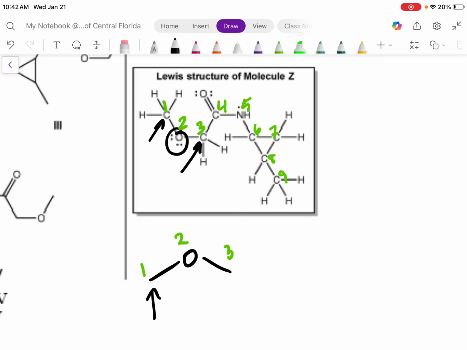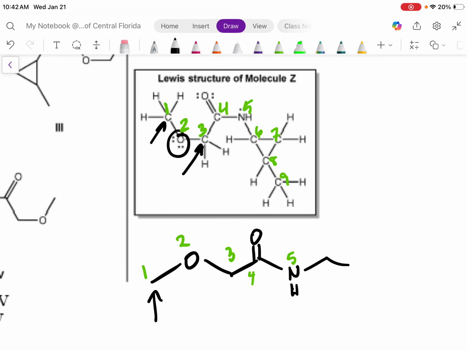Carbon 3 is bonded to carbon 4 right there. And we can see carbon 4 is doubly bonded to an oxygen. Then that carbon is bonded to a nitrogen that has the hydrogen on it. Let's put the hydrogen there, and then we'll do the zigzag up like that. So if we come back here, that would have to be atom 5. Atom 5 is bonded to a carbon 6. So we'll just do another zigzag down.